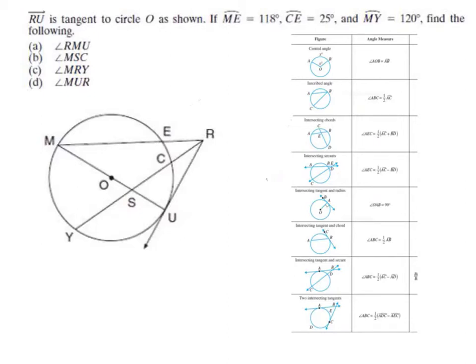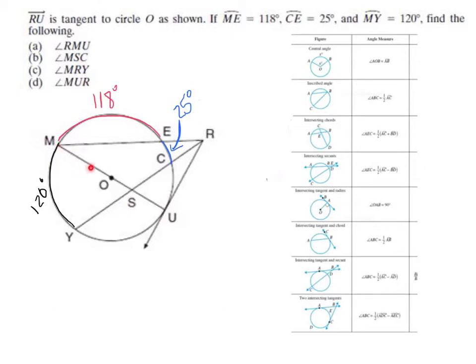Okay, I pulled in a page from the book for this one because we really need a lot of it to answer the questions on this one. Now the first thing I'm going to do is go ahead and mark what we have. 118 degrees for that arc. We have CE, which is 25 degrees. I'm going to draw an arrow in there because it's kind of small there. And then we have MY, which is 120 degrees.